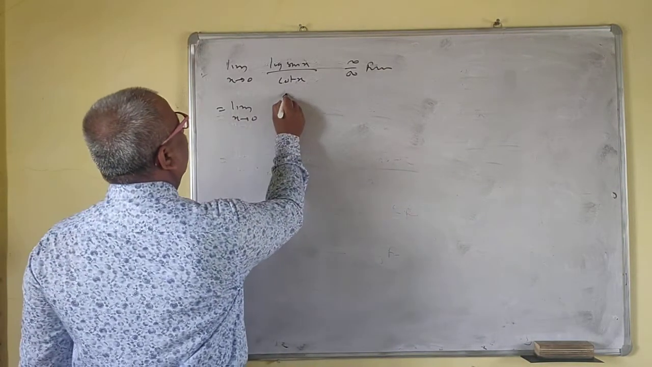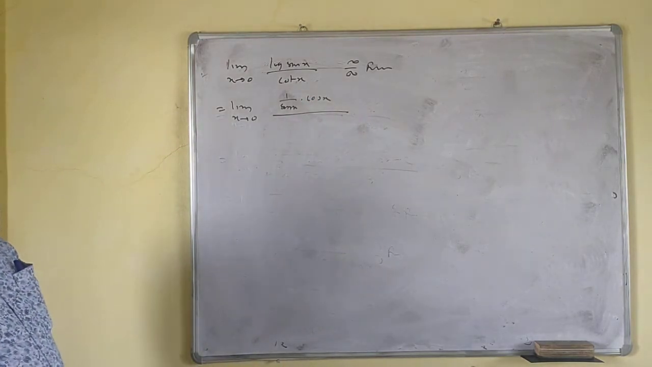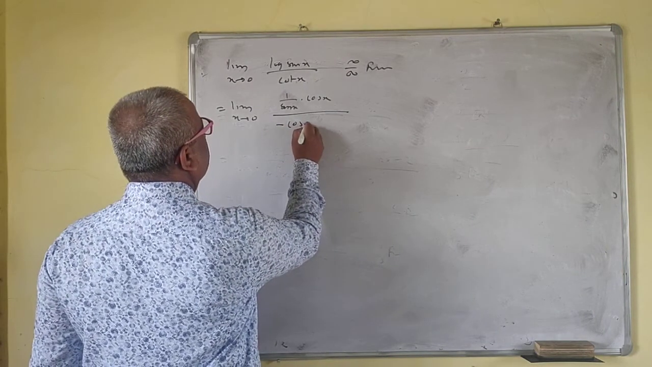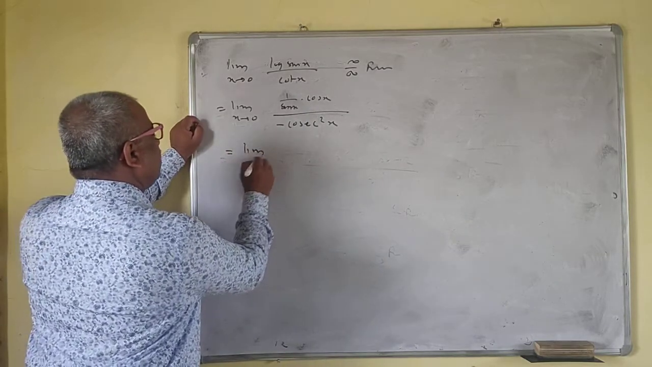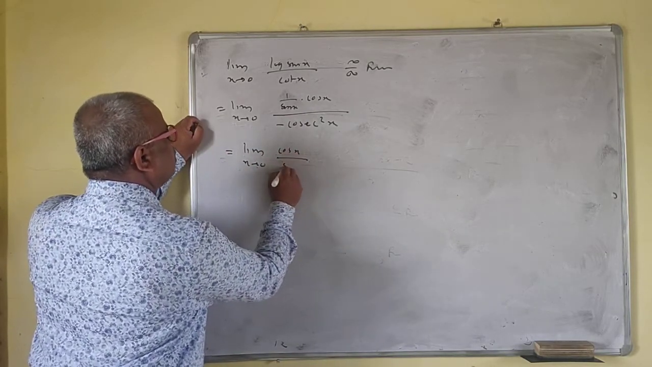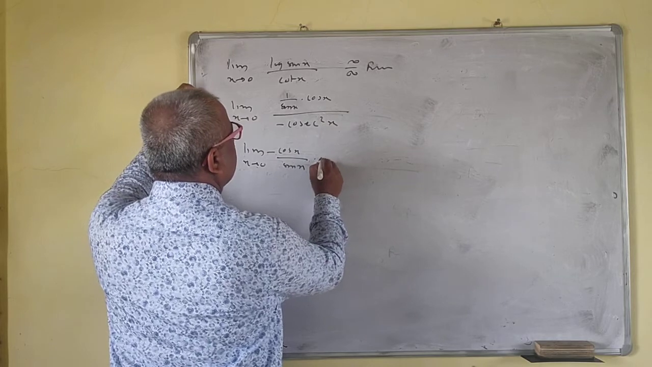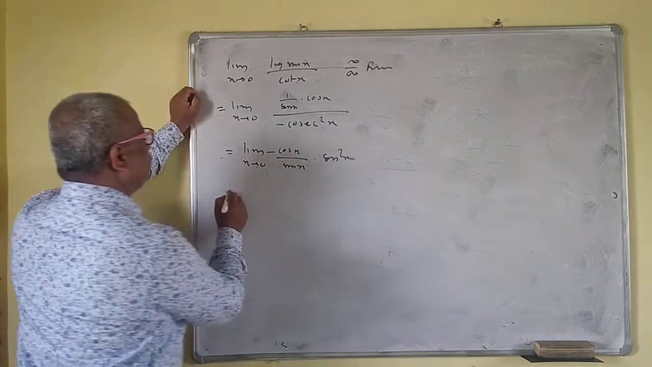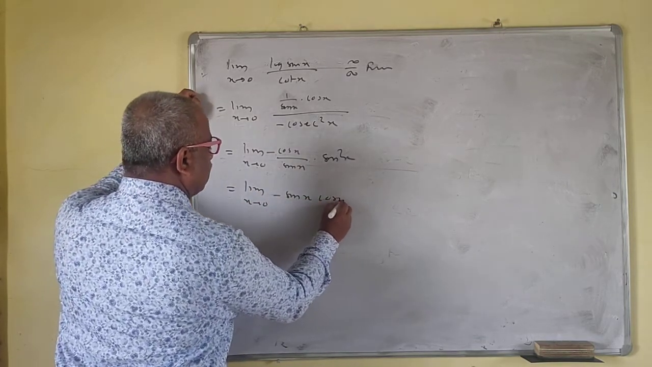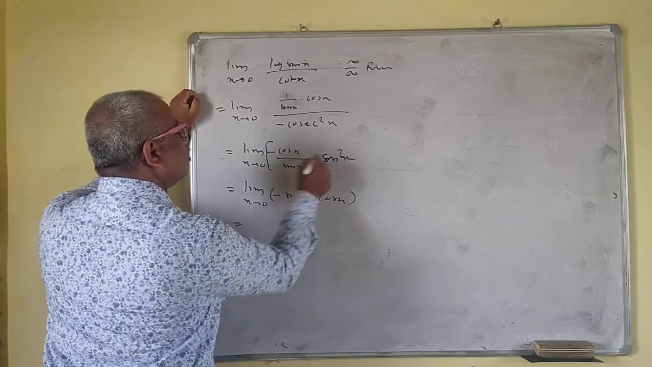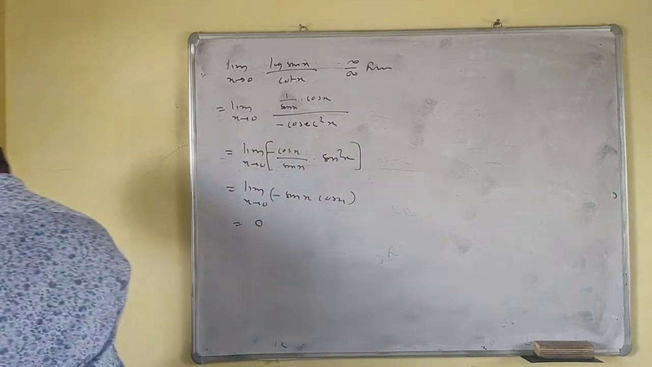So what is that? 1 upon sin x into cos x, and the derivative of cot x is minus cosec square x. Okay, we'll simplify this. Limit x tends to 0, we'll write this cos x sin square x, and minus here now. So 1 upon cos square x is cosec square x, which is nothing but the sin square x. So this is limit x tends to 0 of minus sin x cos x. If you simplify this, now this is not 0 by 0 form. So the value of this limit is 0.